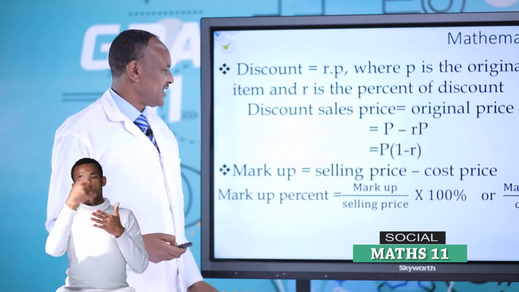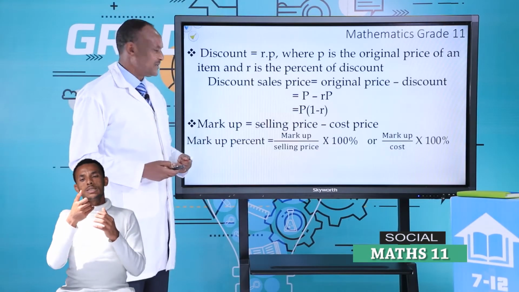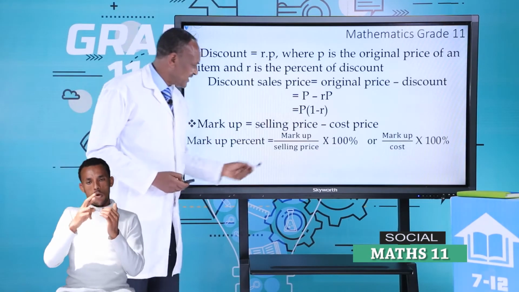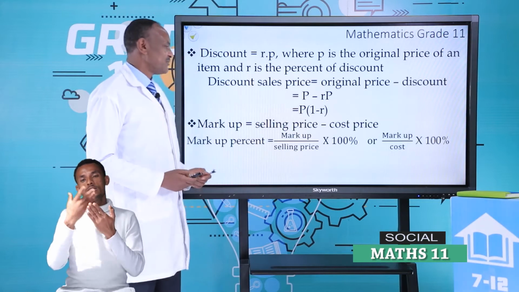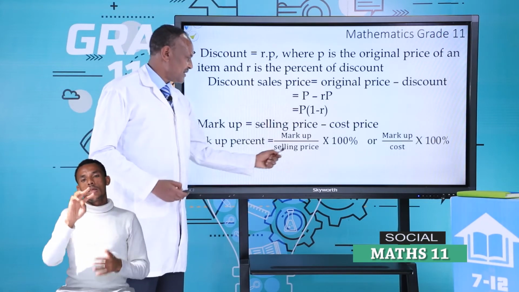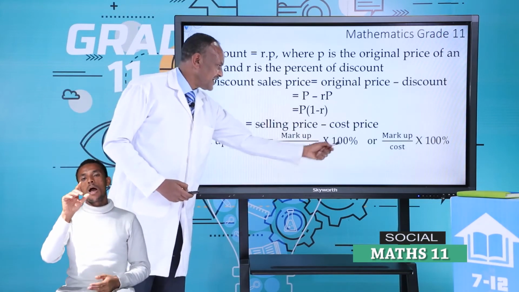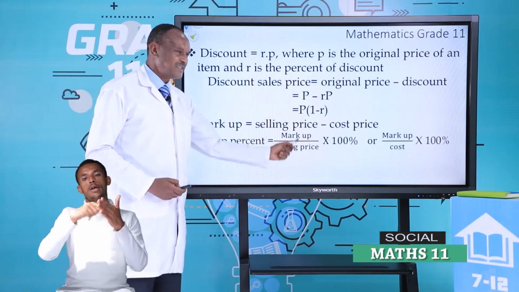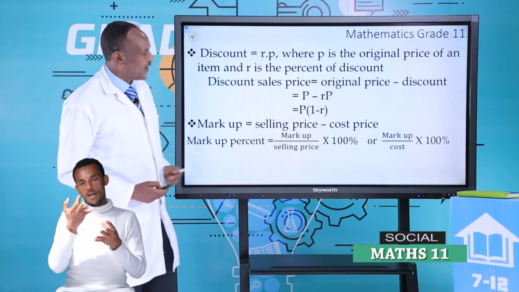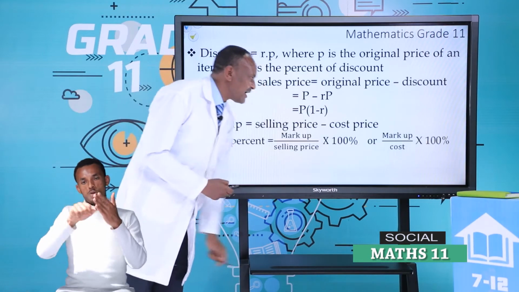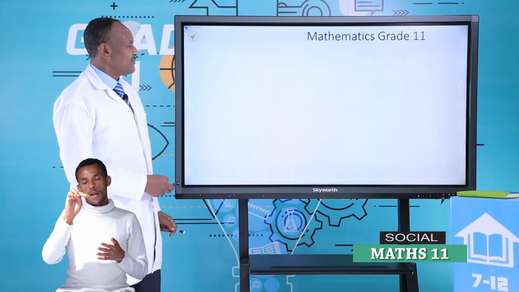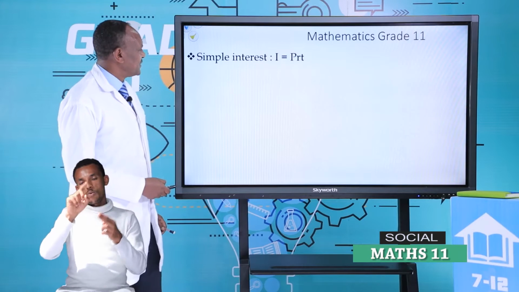And markup percent is how much percent it was increased or decreased. We can discuss markup in terms of selling price or in terms of cost price. In terms of the selling price, I can express it as markup over selling price times 100%. Or else in terms of cost price, markup over cost multiplied by 100% gives a value.